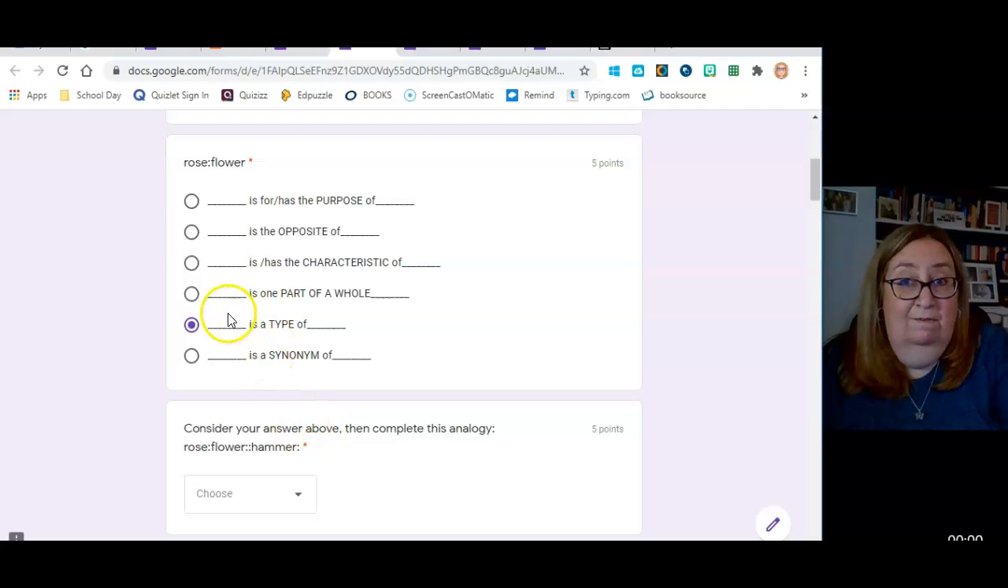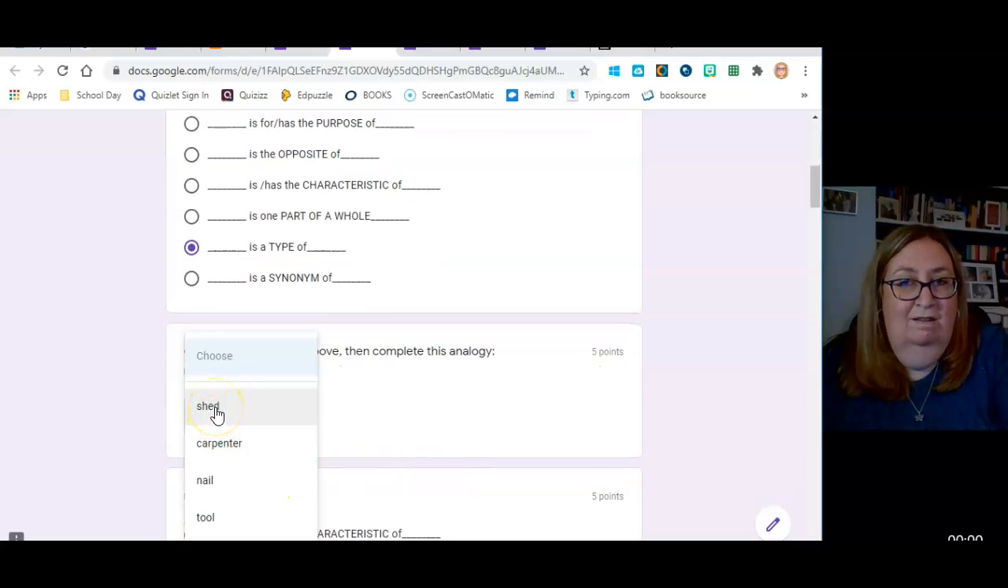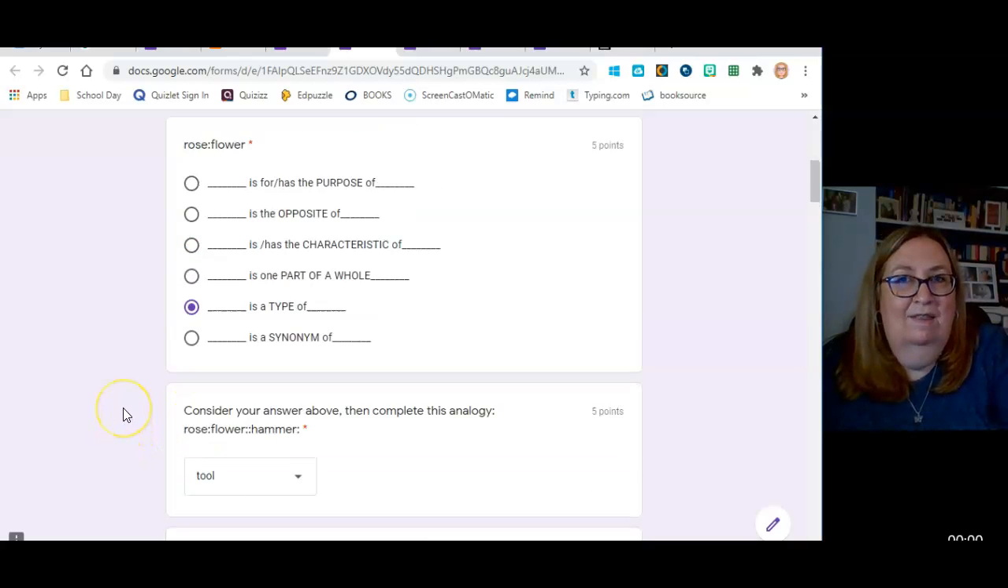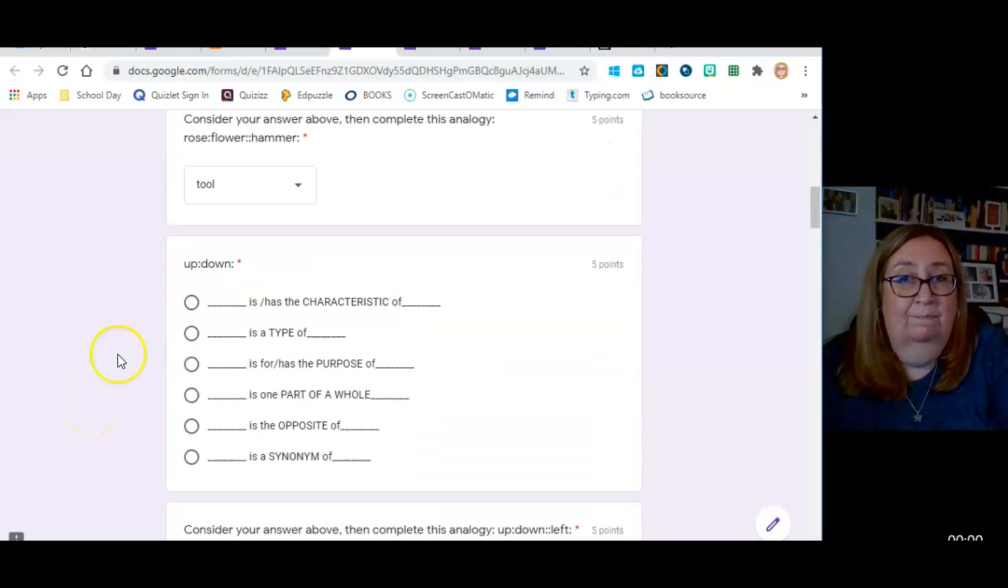Consider your answer above, that you said a rose is a type of flower. Now complete this analogy. If a rose is a type of flower, then a hammer is a type of shed, a type of carpenter, a hammer is a type of nail, or a hammer is a type of tool. Obviously, a hammer is a type of tool. So then we would say rose is to flower as hammer is to tool. So you're doing the exact same thing that you did before with me just now. I've just broken it up into two questions.